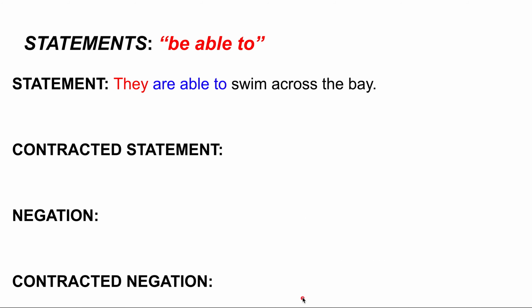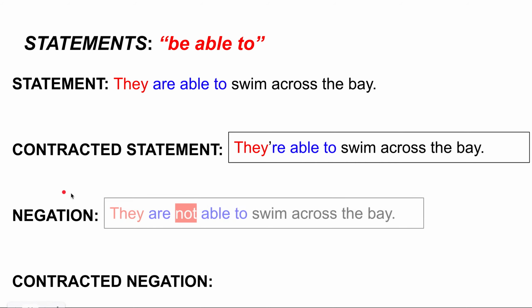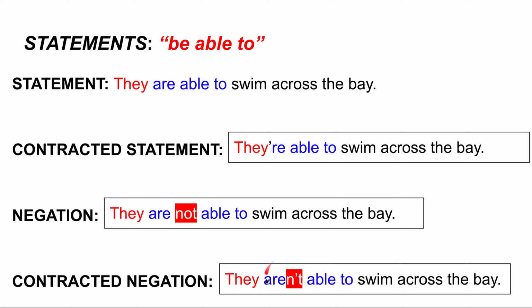Let's move on and look at an example. They are able to swim across the bay. The contracted statement: they're able to swim across the bay. Remember, contraction occurs between the noun and the be auxiliary. If we want to negate, they are not able to swim across the bay. Negation comes after the be auxiliary. And if we want to contract that negation, they aren't able to swim across the bay. The contraction occurs between the be auxiliary and not.